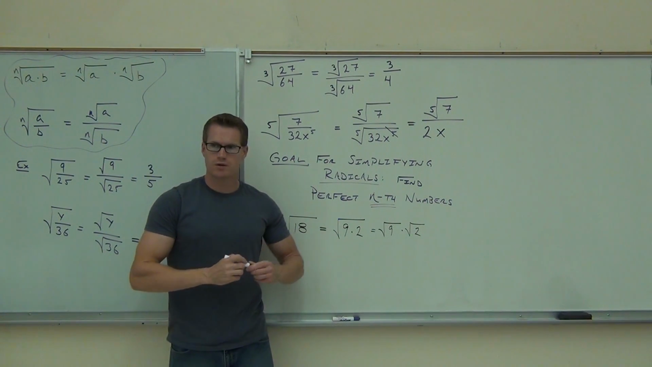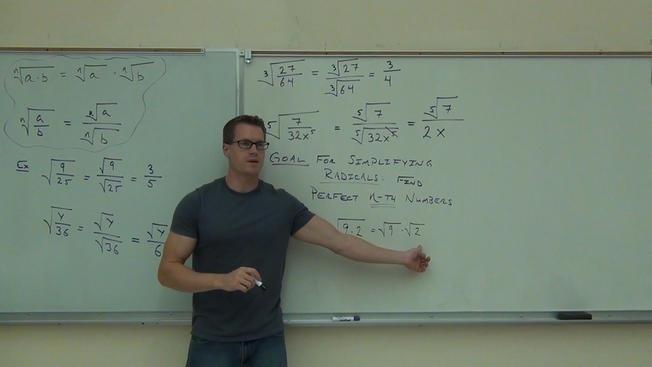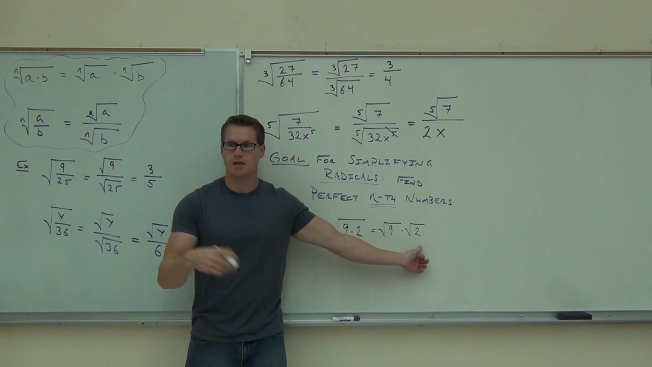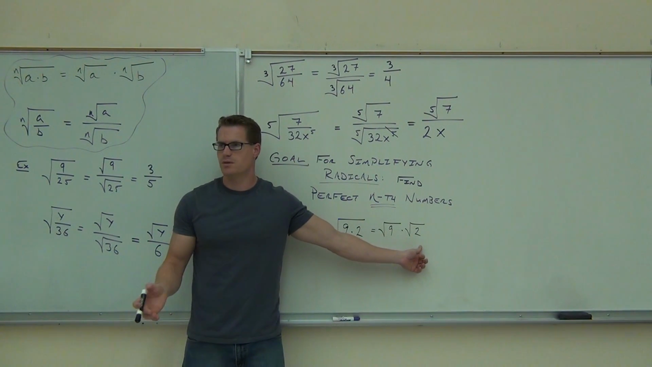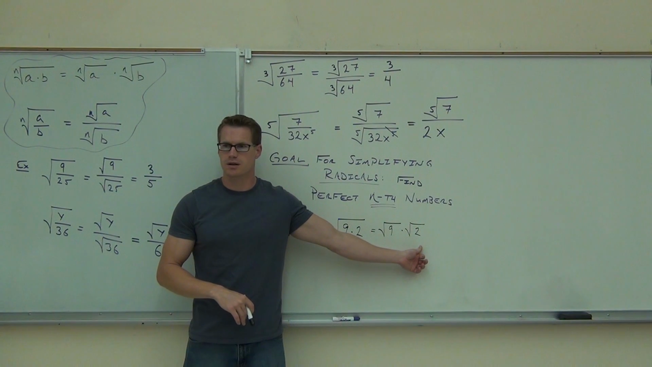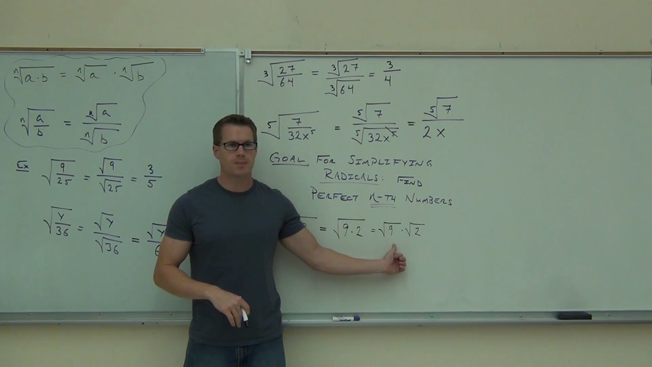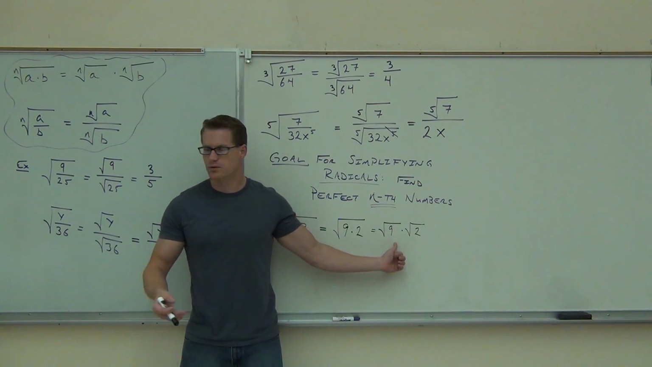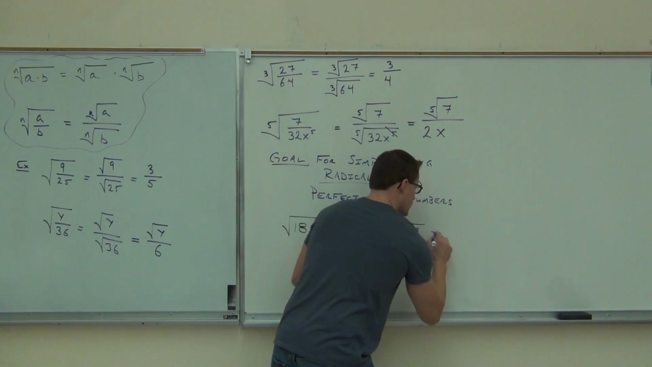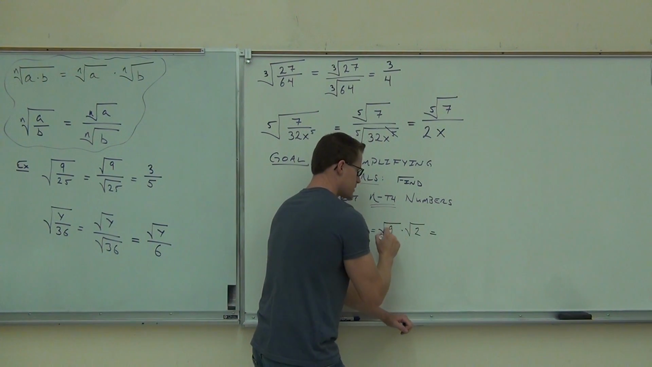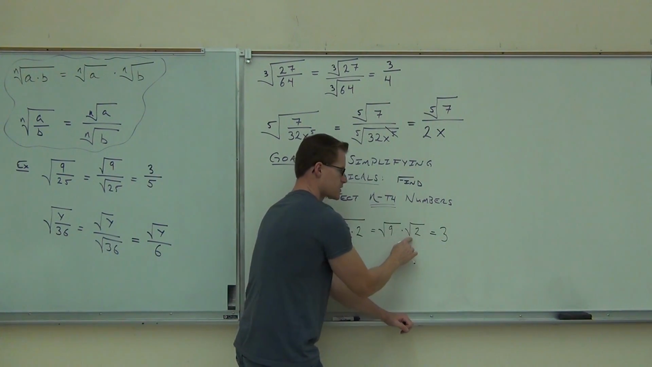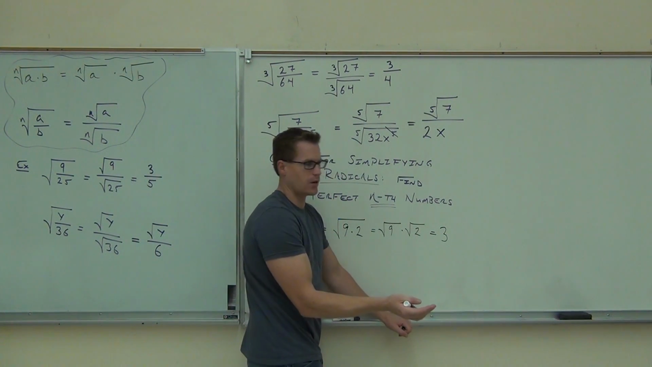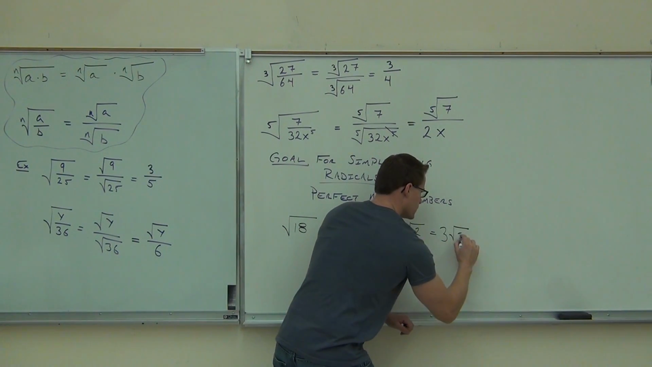Can you take the square root of 2? Square root of 2 is, I don't know, 1.41 something forever. I don't know exactly what it is. Can you take the square root of 9? Yes. Well, that's great, because this at least lets us simplify part of our radical. So what's the square root of 9? 3. We can't change the square root of 2 at all. That stays there.